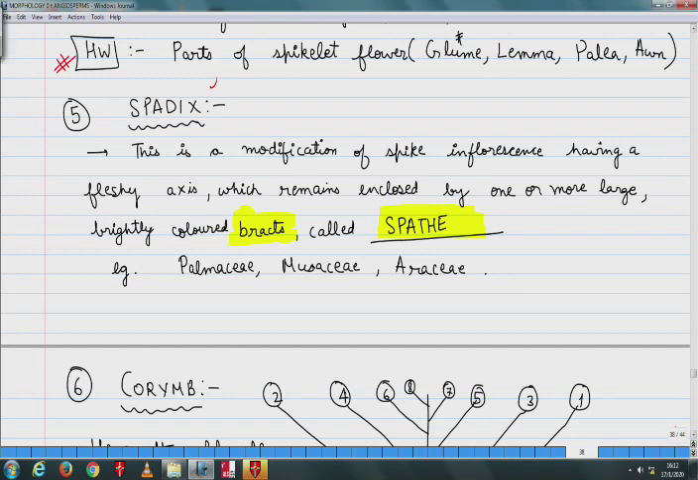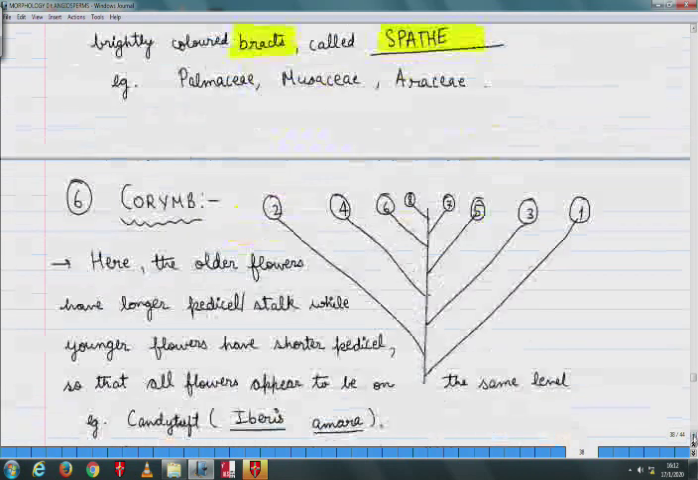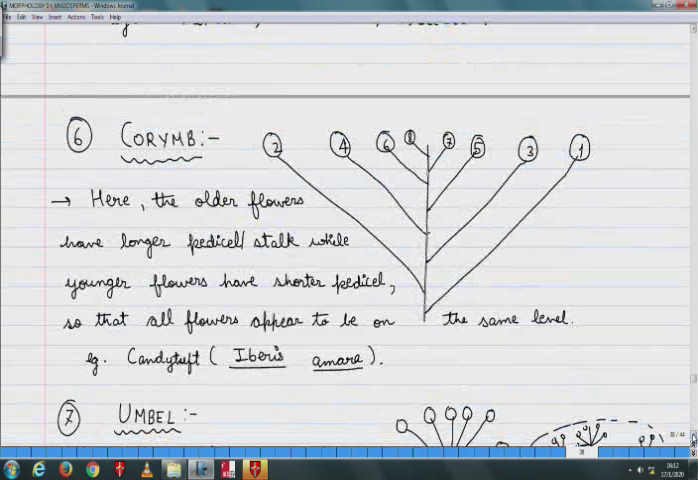Okay. Then we have corymb inflorescence. In corymb inflorescence, the older flowers have longer pedicel stalks, while the younger flowers have shorter pedicel stalks. So all of the flowers appear to be on the same level.